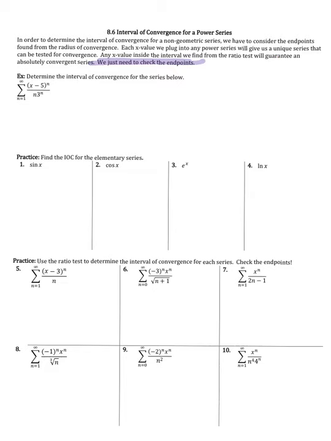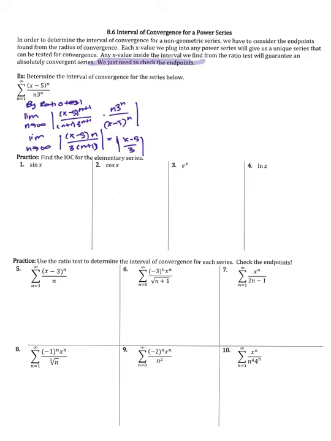Go ahead and pause the video and perform the ratio test on this example series up top. And here we have that work. That should give us that we need the absolute value of x minus 5, sorry, x minus 5 divided by 3, to be less than 1. If we solve that inequality, we're going to end up with positive 2 is less than x is less than 8.